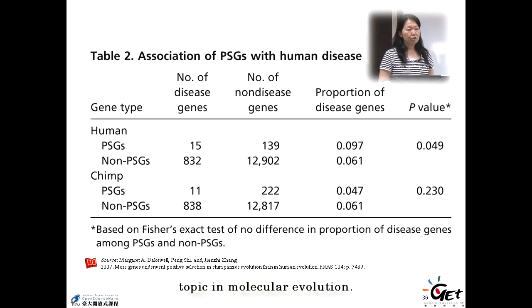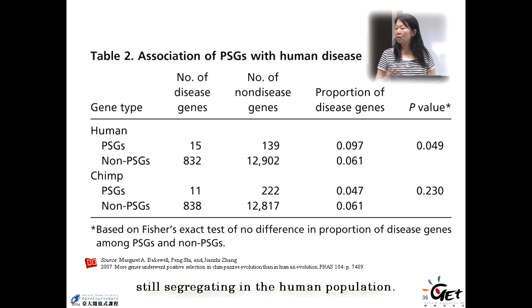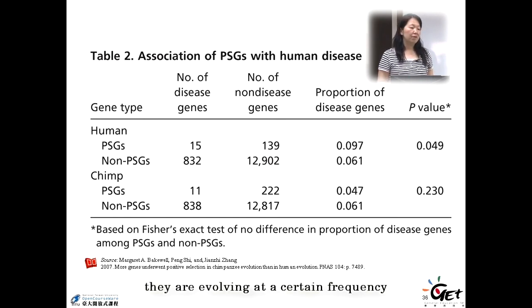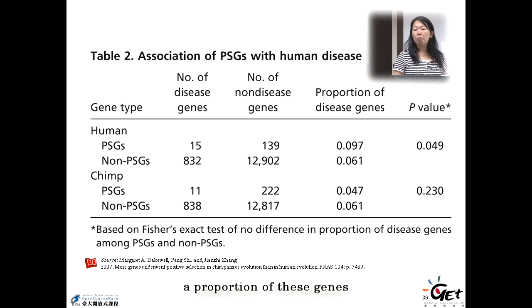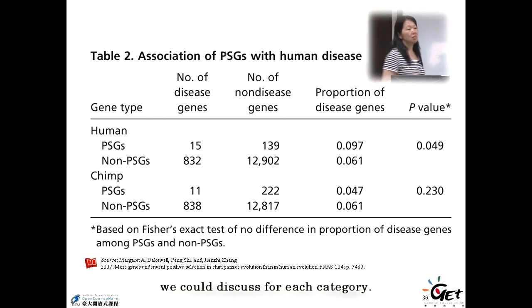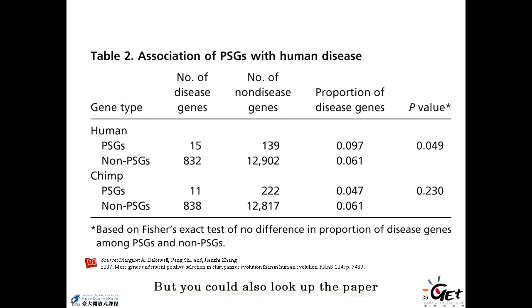So that's a very interesting topic in molecular evolution. Why are some of the disease alleles still segregating in the human population, and some of them, although they are not very deleterious, are evolving at a certain frequency in the human population? Historically, a proportion of these genes might be under positive selection. That means those alleles used to be advantageous during human history. And there are some specific cases we could discuss for each category, but you could also look up the paper and other discussions on this subject.